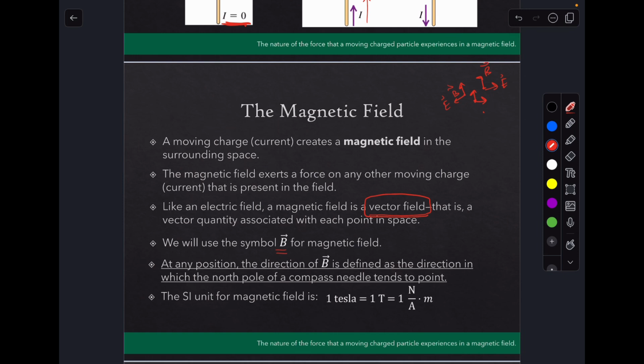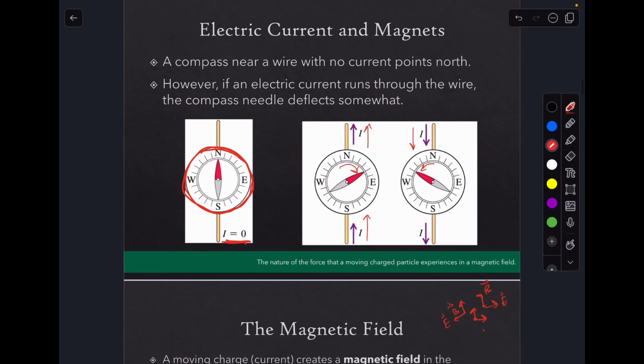So how do we define the direction of B? Well, the direction of B is defined as the direction in which the north pole of a compass needle tends to point. Okay, so if we scroll back up here, we look at this situation. What's the direction of the magnetic field? It's going to be just like this. The direction of the magnetic field in the average area of this needle is going to be this way. And then in this picture, the magnetic field direction in this general area, averaging, okay, is going to be in this direction. All right?